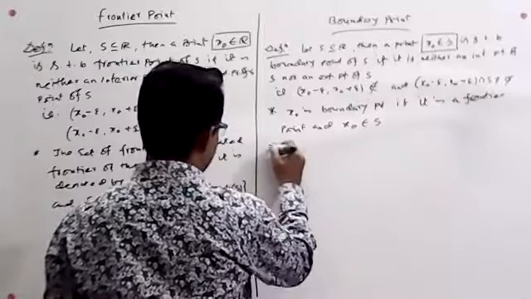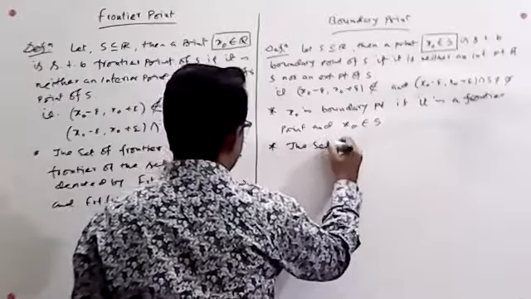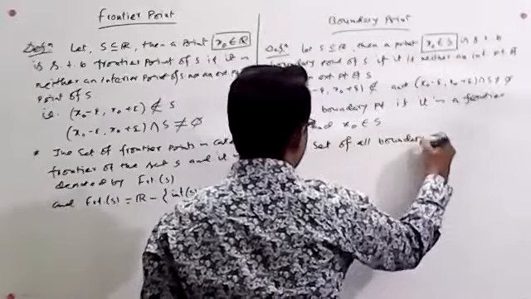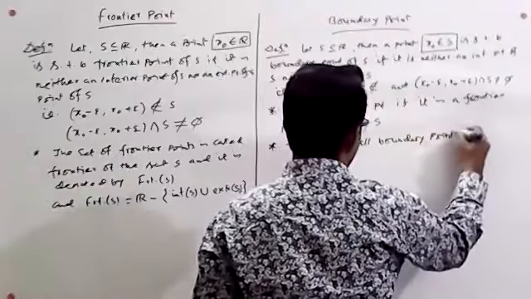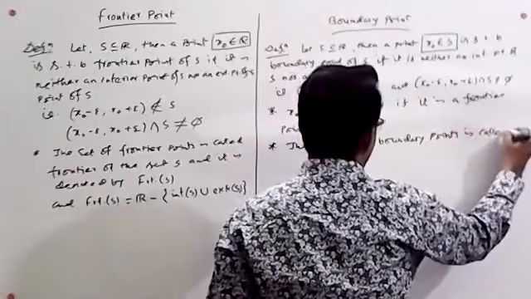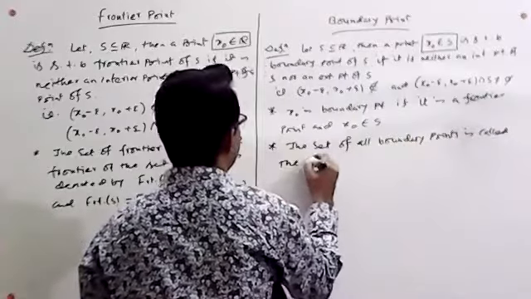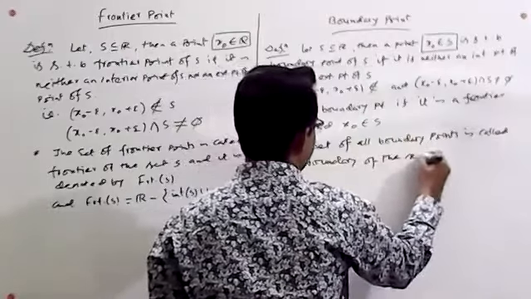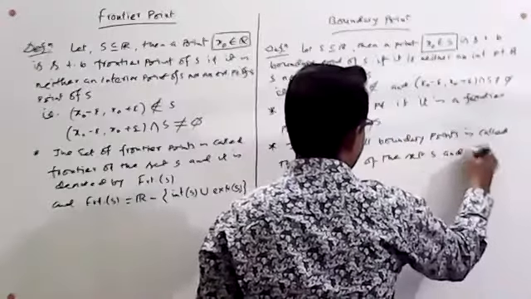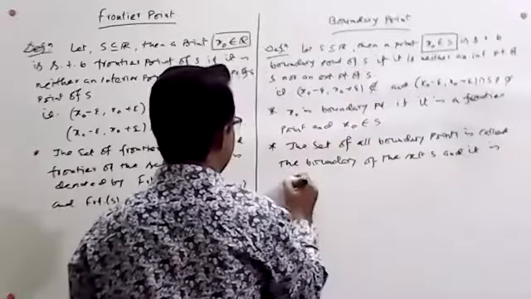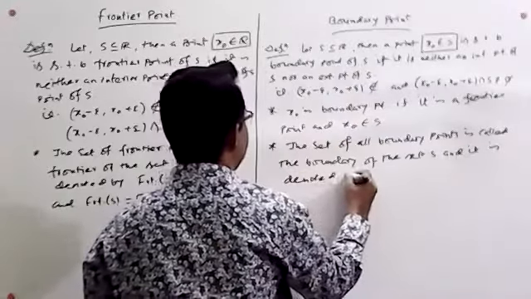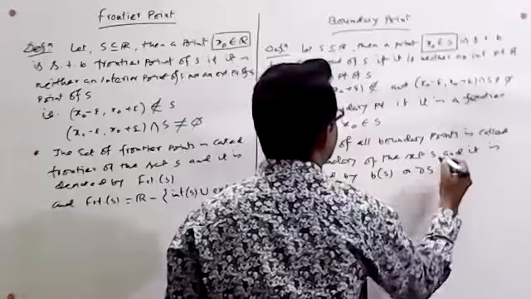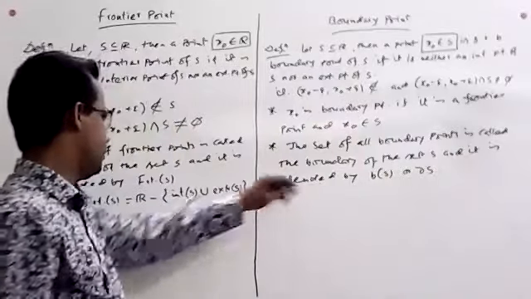Here the set of all boundary points is called the boundary of the set S, and it is denoted by boundary of S or delta S. This is the notation.